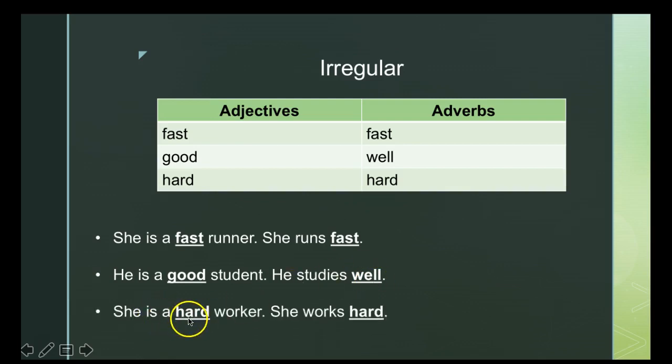And she is a hard worker. We are describing the noun worker, so we need the adjective hard. Or we could say she works hard. We're describing the verb works. We need the adverb hard. The adjective and adverb are the same, but here it's an adverb in this sentence, and in this sentence it's an adjective.